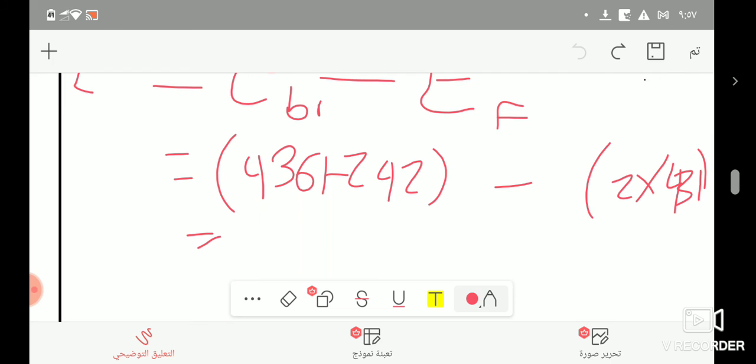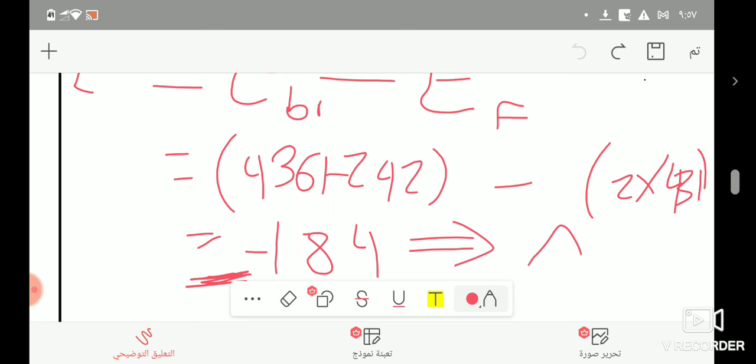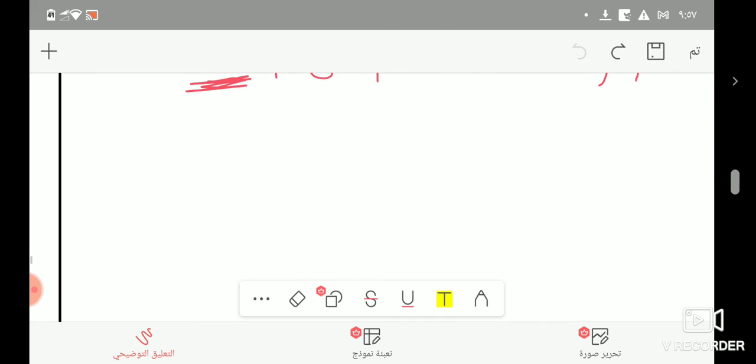minus 184. The minus sign means that it is exothermic, so this is called delta H for the chemical reaction. So the enthalpy change for this reaction is minus 184. We can do that for another example of a chemical reaction, for the energy change which is called endothermic.